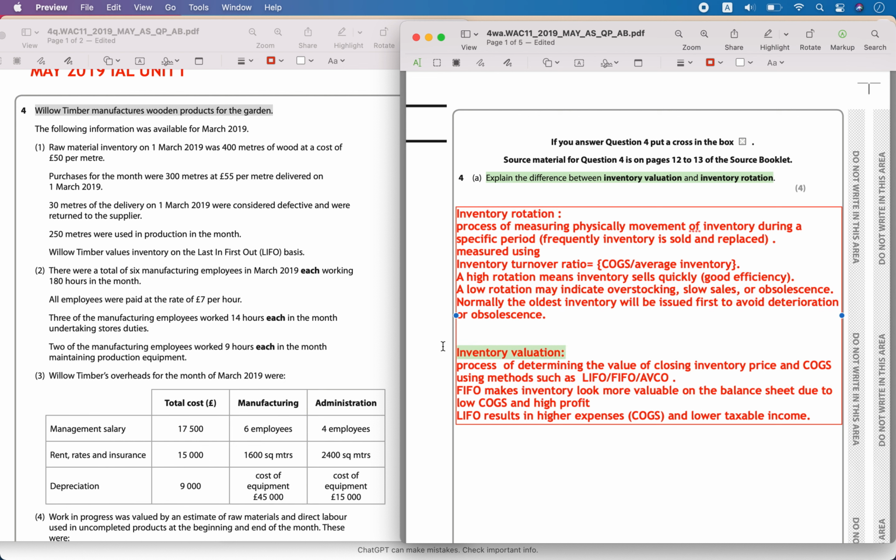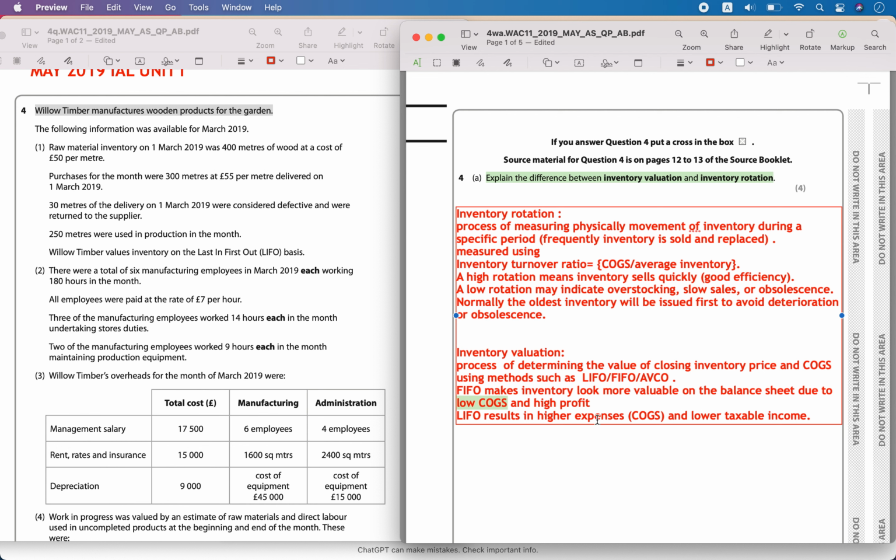Whereas inventory valuation refers to the process of determining the value of your closing inventory and COGS using methods such as LIFO, FIFO or average cost methods. So you have FIFO and LIFO for the syllabus. FIFO is usually going to show low COGS and a high profit. The first product that comes in moves out. It doesn't matter about the high increase in the later prices.